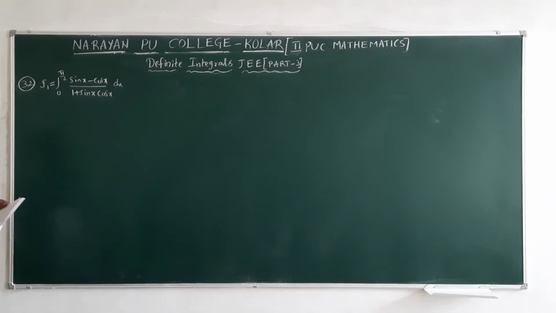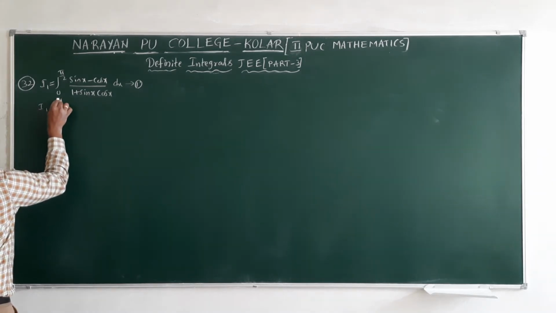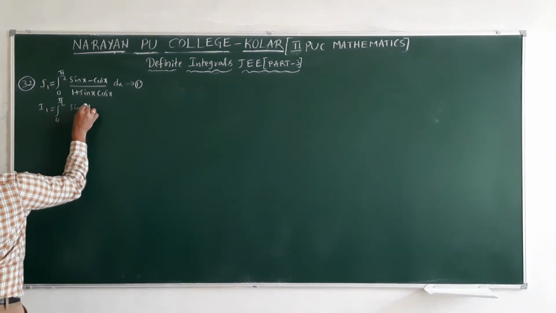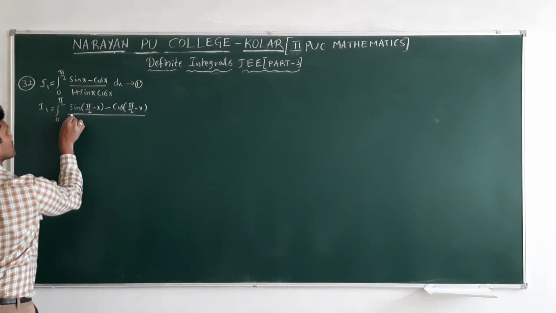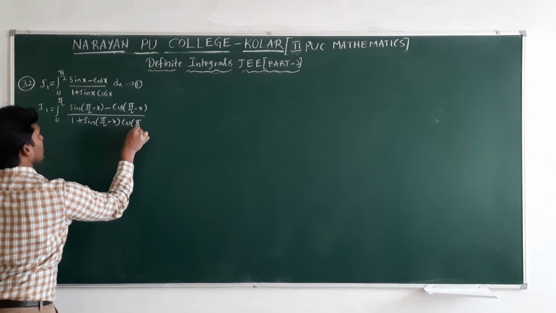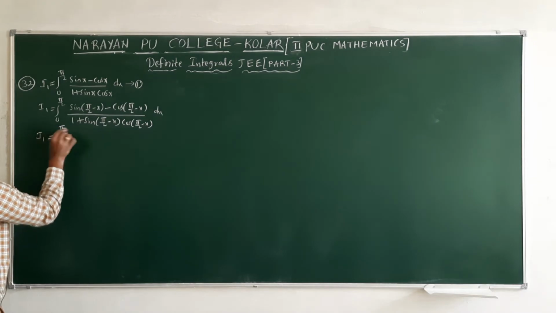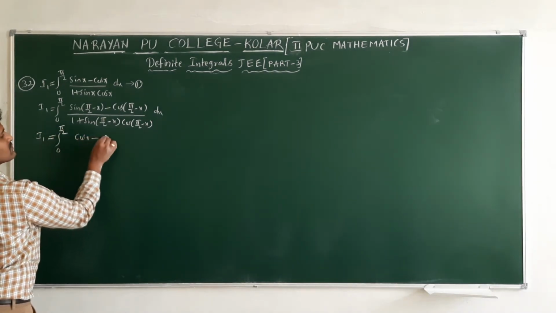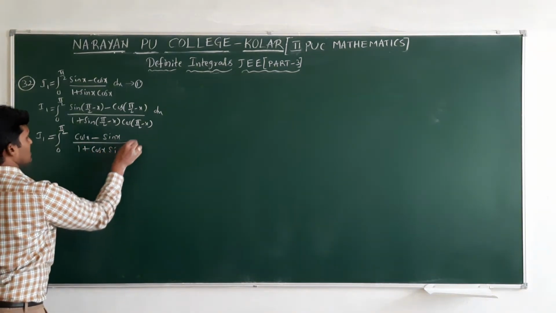Next question, they have given I1, I2, I3 and I4. Among these, which is 0 and which is not 0, we need to find out. First we will find the value of this one. Consider it as 1. Apply the same property: integral 0 to a f of x dx equal to integral 0 to a f of a minus x. 1 plus sin of pi by 2 minus x cos of pi by 2 minus x dx. I1 equal to integral 0 to pi by 2, sin 90 minus theta is cos theta, so sin theta by 1 plus cos x into sin x dx.